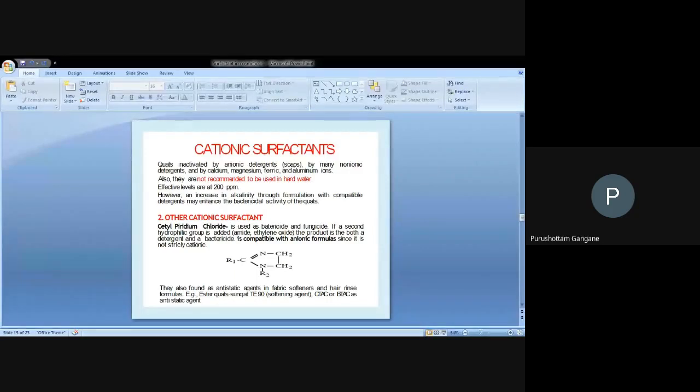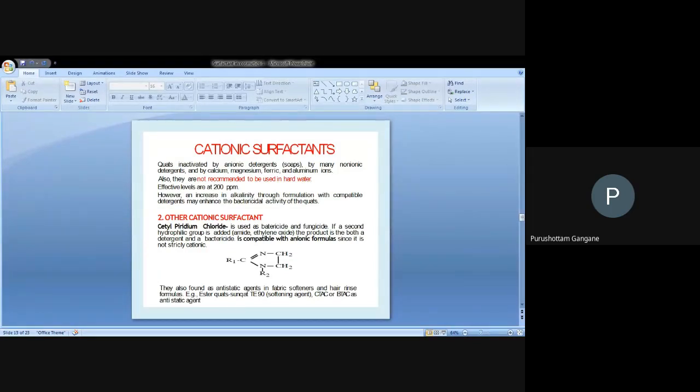Okay, then quats are inactivated by the anionic detergent. As I have already told you, anionic and cationic surfactants can't be used together. Non-ionic surfactants can be compatible with any other surfactant, but quats are inactivated when used in combination with anionic detergents, particularly soaps, by many non-ionic detergents, and by calcium, magnesium, ferric, and aluminum ions.